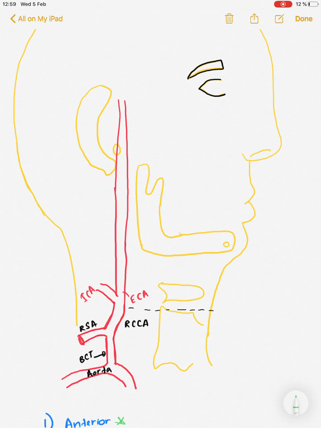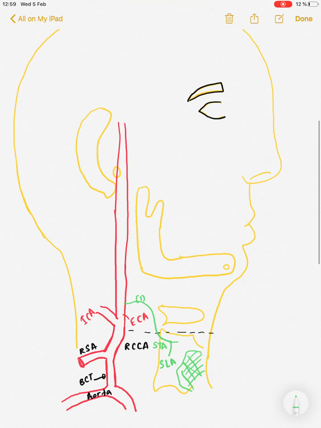The first branch will be the superior thyroid artery, which is going to give blood supply to the thyroid gland, thyroid cartilage, and the structures present there. From the superior thyroid artery begins the superior laryngeal artery, which is going to give blood supply to the cricothyroid muscle.